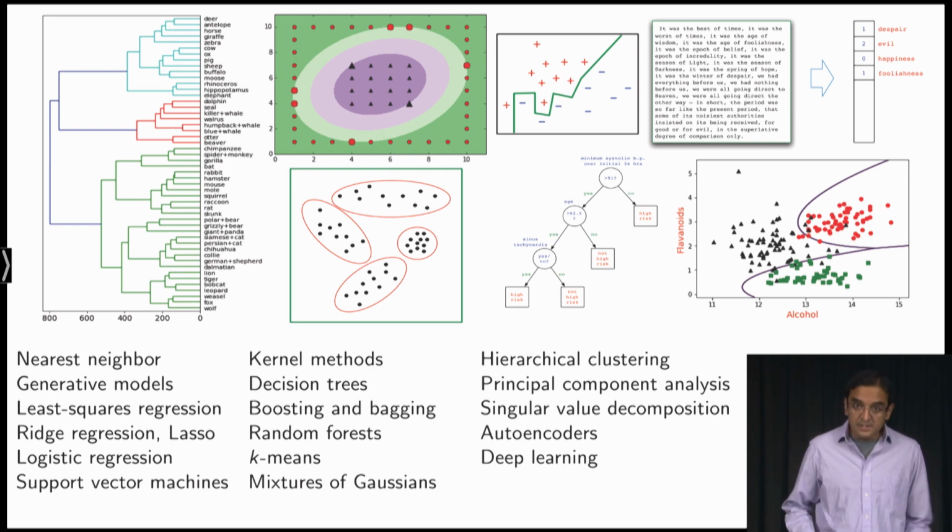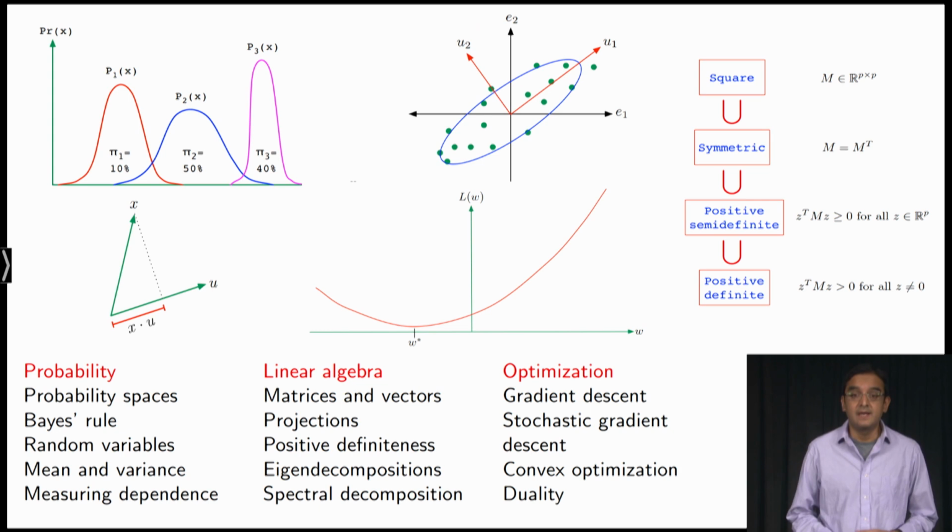So, in order to get to this level of understanding, we will go into the mathematical foundations of machine learning. And there are basically three types of math that we'll need: probability, linear algebra, and optimization. We'll develop all three of these areas quite carefully because they're really crucial to a mastery of machine learning.